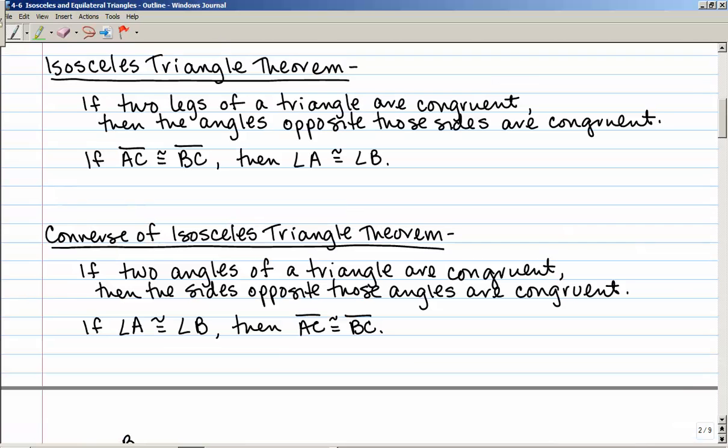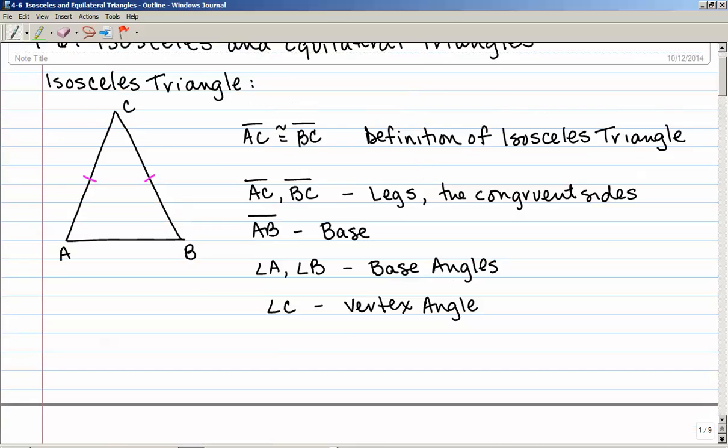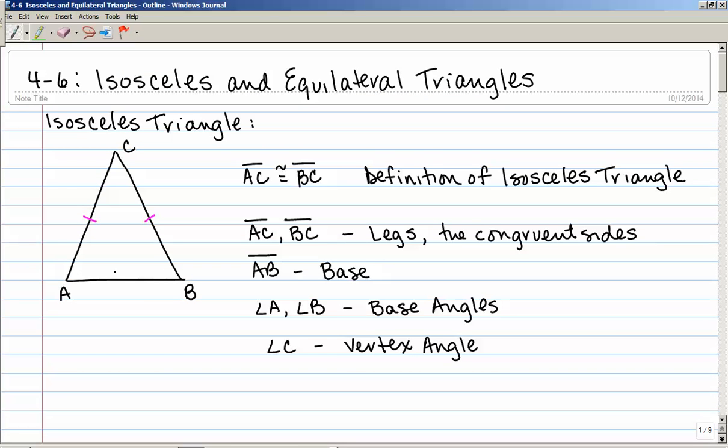The converse of the isosceles triangle theorem says the opposite. If two angles of a triangle are congruent, then the sides opposite those angles are congruent. So if we're given that angle A is congruent to angle B, then I know that the side opposite angle A, which is BC, and the side opposite angle B, which is AC, those two sides are congruent to each other. If the two angles are congruent, the two sides opposite those angles are congruent.